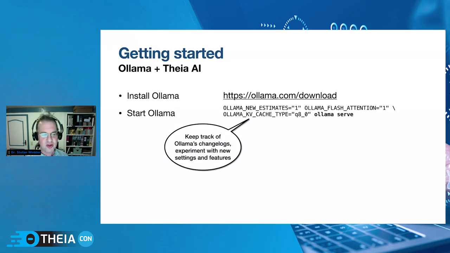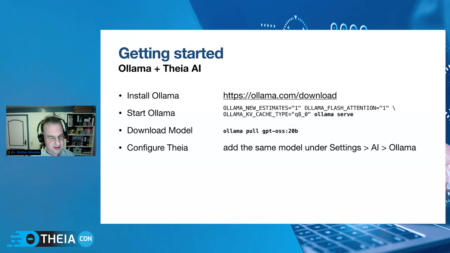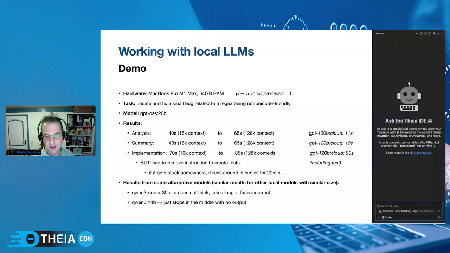If you want to use Ollama, you have to install it. You have to start it. Keep your eye out for the properties you need to set, and those change over time because Ollama adds new experimental features over time. Also, you can download a model, you configure it in Theia, and then one important thing is you need to set the context length, because the one that is pre-configured in Ollama is rather short, so you need to change that in the settings JSON file in Theia.